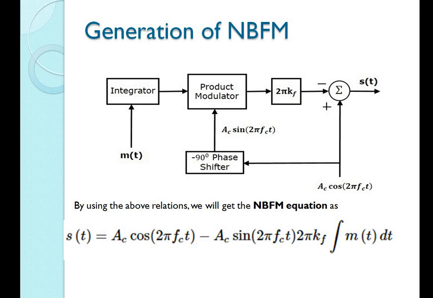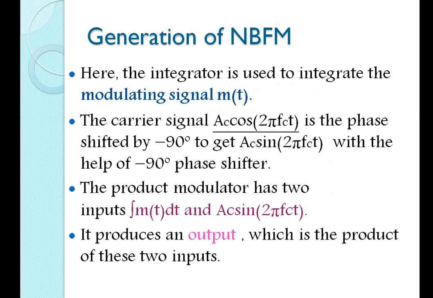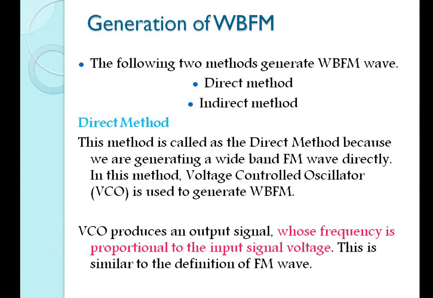You have an integrator and a product modulator with 2 inputs. One input is the integrated message signal, and the second one comes from the minus 90 degrees phase shift, that is Ac sin 2 pi fc t. As it is narrowband frequency modulation, your beta value should be less than 1, and cos theta is approximately equal to 1, and sin theta is approximately theta. So you will get the standard equation of narrowband frequency modulation like this. Then we go for the generation of wideband frequency modulation. For generating wideband frequency modulation, we have 2 methods: the first is the direct method, and the second is the indirect method.